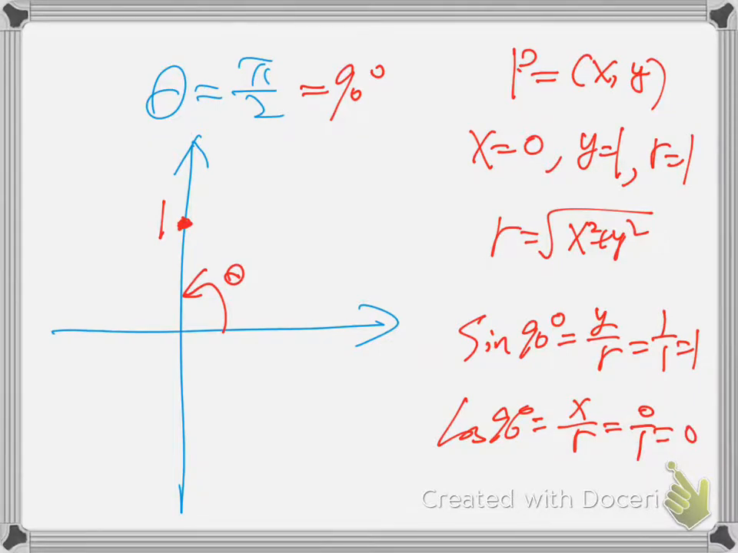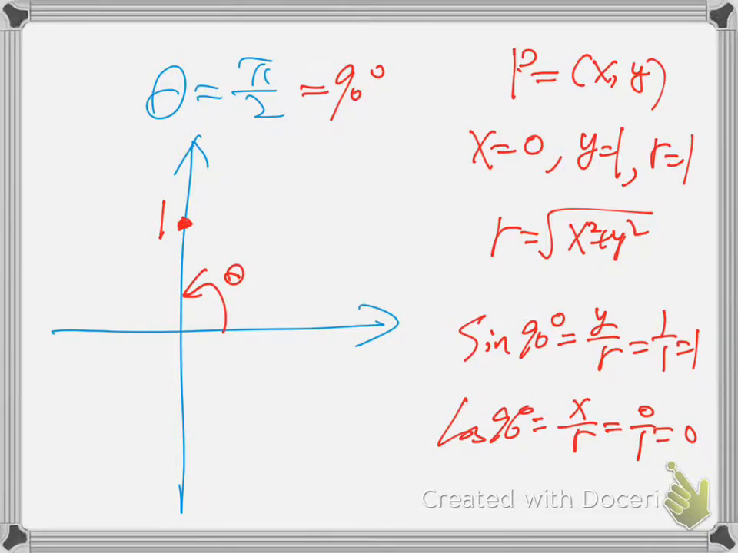So now we know two cases. You are given a point, and you are given an angle. Given a point, draw the reference right triangle. Given the angle, draw the reference right triangle. The reference right triangle is the most important thing.